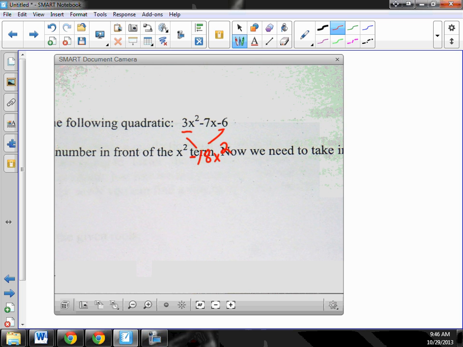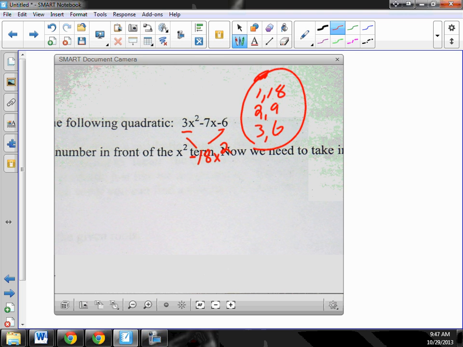And now if we can figure out the factors of 18 that add to be -7, that will help us find the answer. So the factors of 18 are 1 and 18, 2 and 9, or 3 and 6. Will one of those create a -7? Well, what are the signs, first of all? They're different, and the bigger one is negative. So this list is plus and this list is minus. Does one of them create a -7?